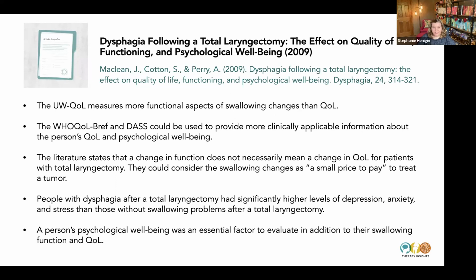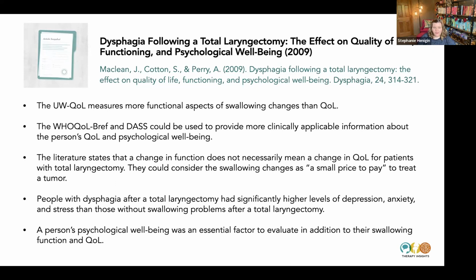Yes, so this one is called Dysphagia Following a Total Laryngectomy: the Effect on Quality of Life, Functioning, and Psychological Well-Being. It was written in 2009. With this article, it really wanted to compare some scales or scores we use in therapy. They looked at the University of Washington Quality of Life measure, and they also looked at the World Health Organization Quality of Life Brief. And then they also used the Depression, Anxiety, Stress score.